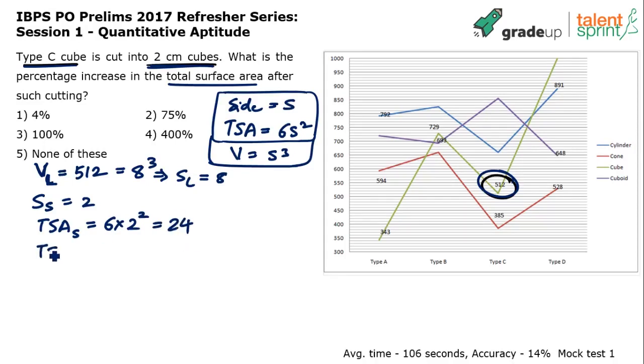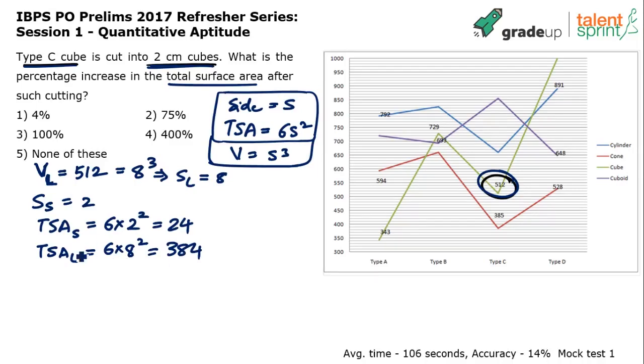What will be the total surface area of the larger cube? See, total surface area is 6 times S square. So 6 into S square. What is S here? Side is 8. 6 into 8 square, right? 8 square is 64. So 6 into 64. How much is 6 times 64? 6 times 60 is 360. 6 times 4 is 24. So 360 plus 24 is 384.